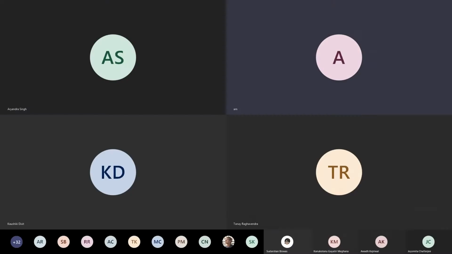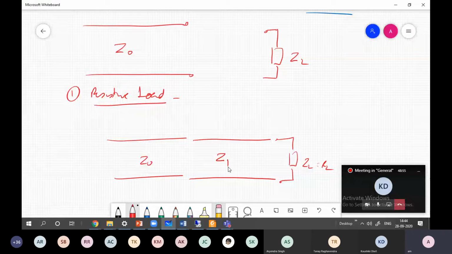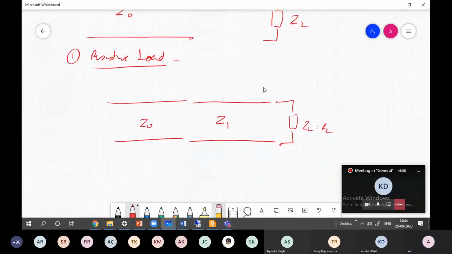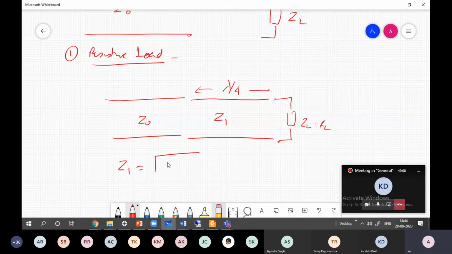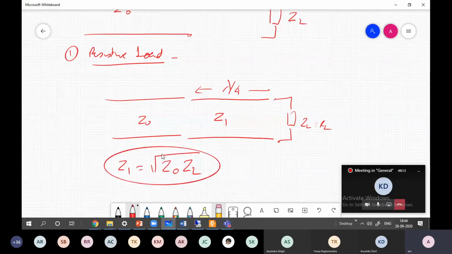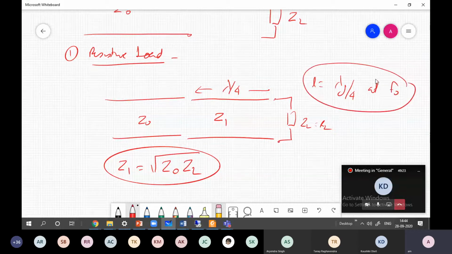A piece of transmission line whose characteristic impedance is Z1, such that its length is lambda by 4. That I will show you: Z1 is equal to the square root of Z0 and ZL. Why I have taken this, I will show. Its length is L equals lambda G by 4 at the center frequency. So it will be a perfect match at only one frequency, but at other frequencies it will be partially matched.